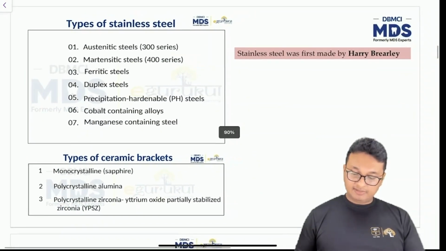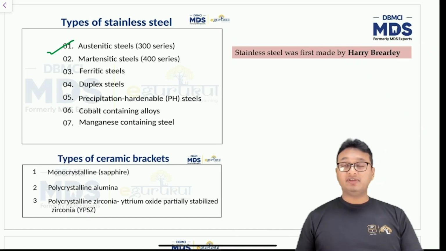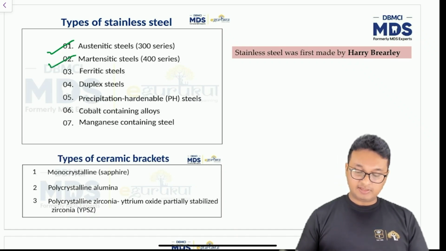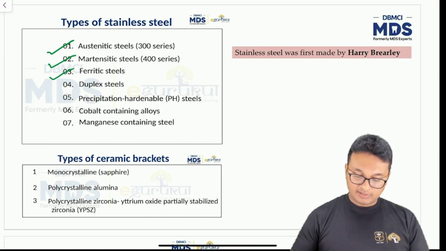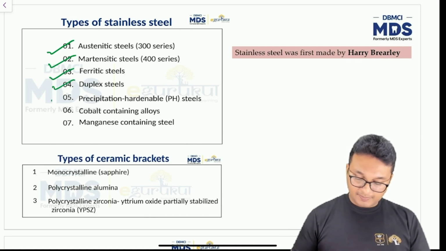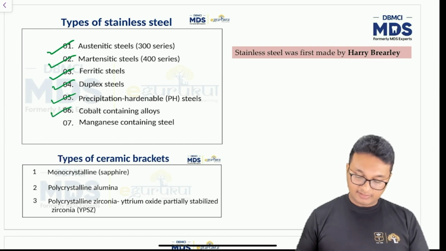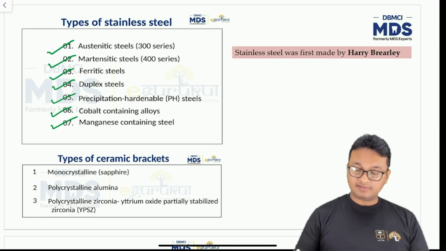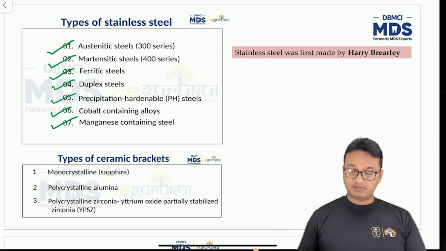Now, types of stainless steel, we have austenitic stainless steel, which is denoted by the 300 series according to AISI specifications. Martensitic steel, that is specified by the 400 series. Ferritic steels, duplex steels, precipitation hardenable, that is called PH steels, cobalt containing steels, and manganese containing steels. So steel is the primary product. These are all additives into it.